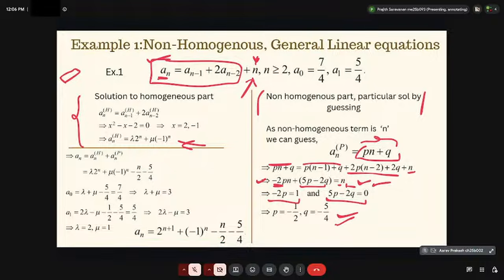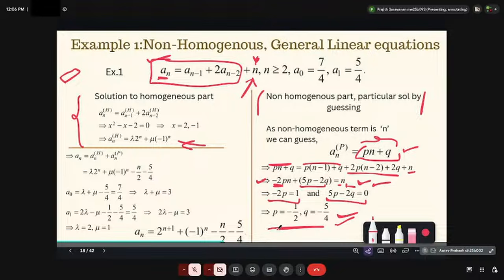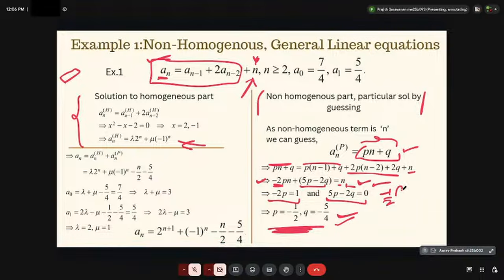Yeah, how do we guess the solution? It will come in the next slide, where I'll explain the intuition behind guessing the solution. Once you get your constants P and Q, we put these in. So this is a particular solution. By putting this back here, we get minus 1 by 2 into n minus 5 by 4. That is your particular solution.